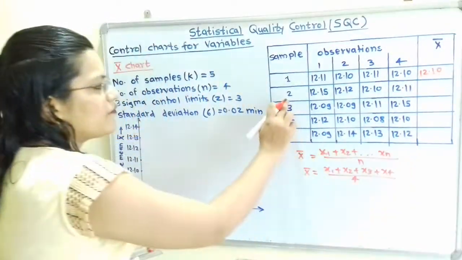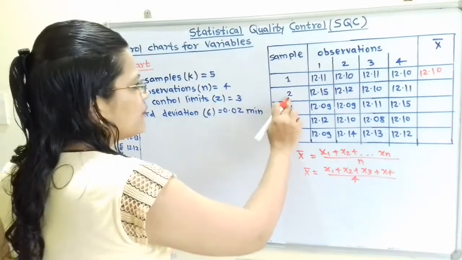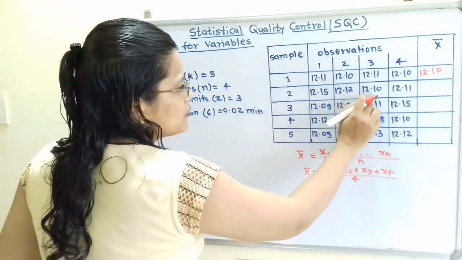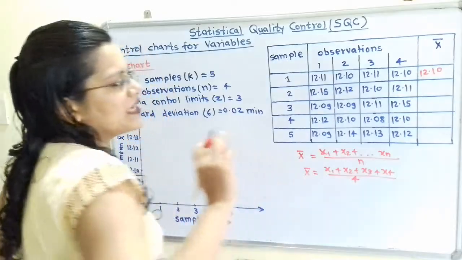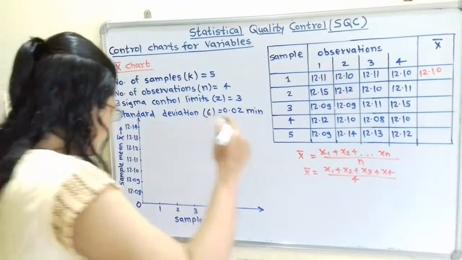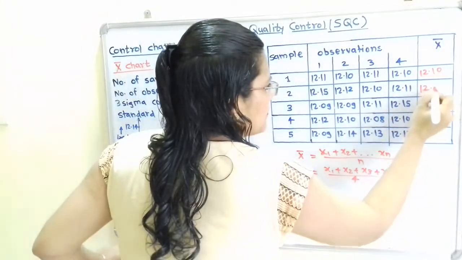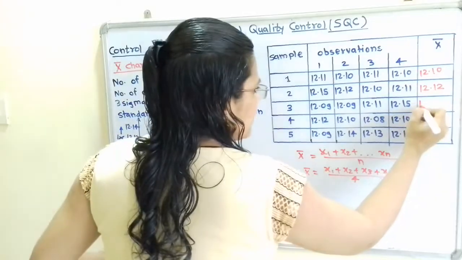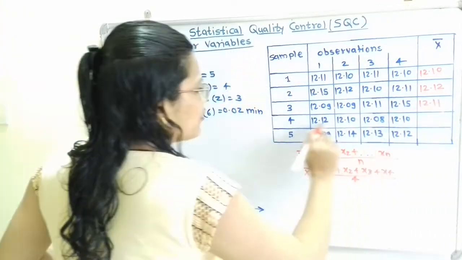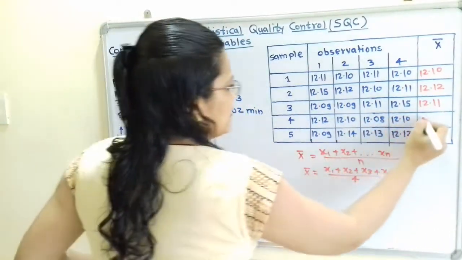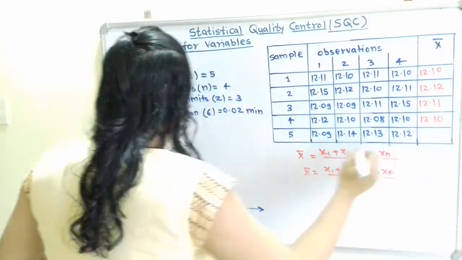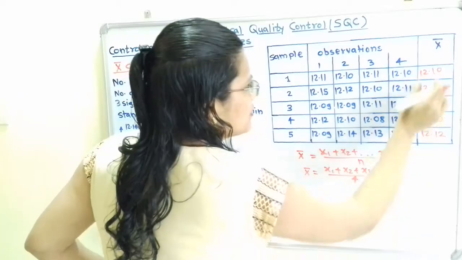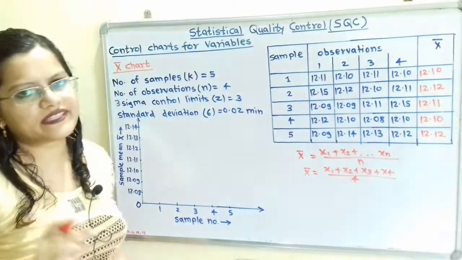In the same way for the second sample, if we calculate 12.15 plus 12.12 plus 12.10 plus 12.11 divided by 4, then it is 12.12. Then for the third it is 12.11. Then for the fourth it is 12.10, and for the last it is 12.12. So these are the values of x bar.